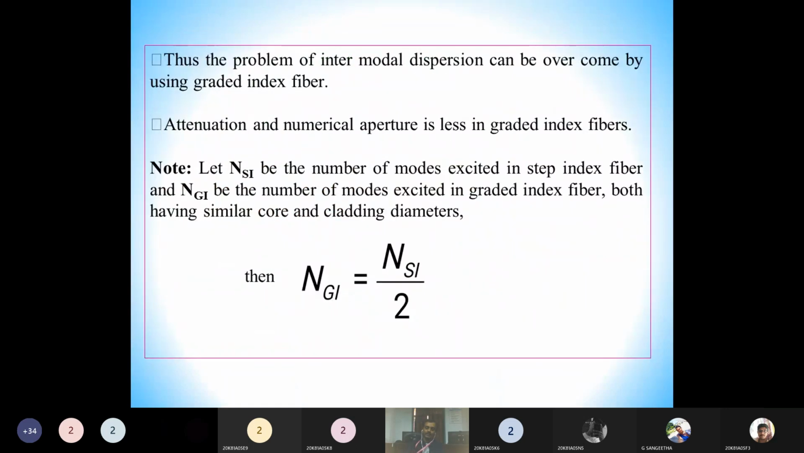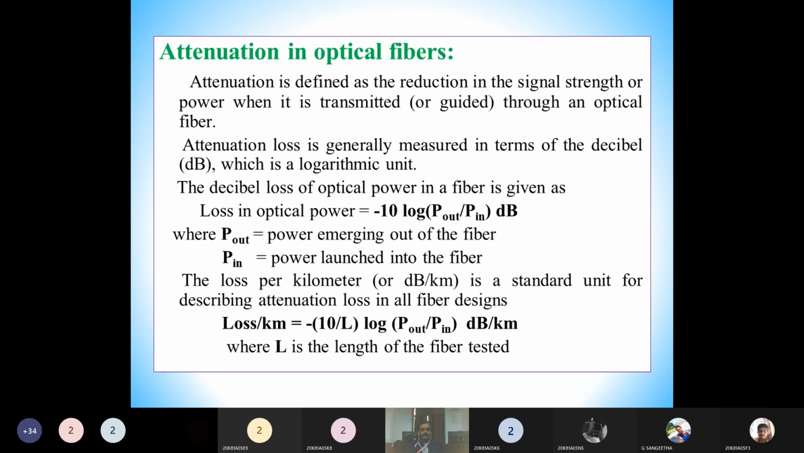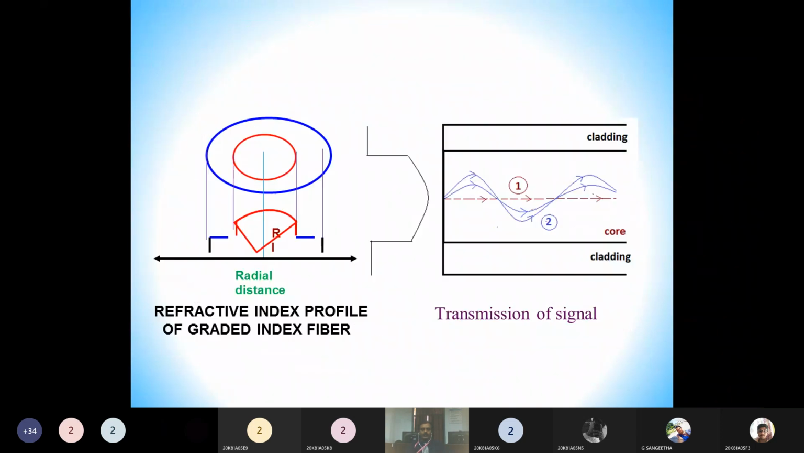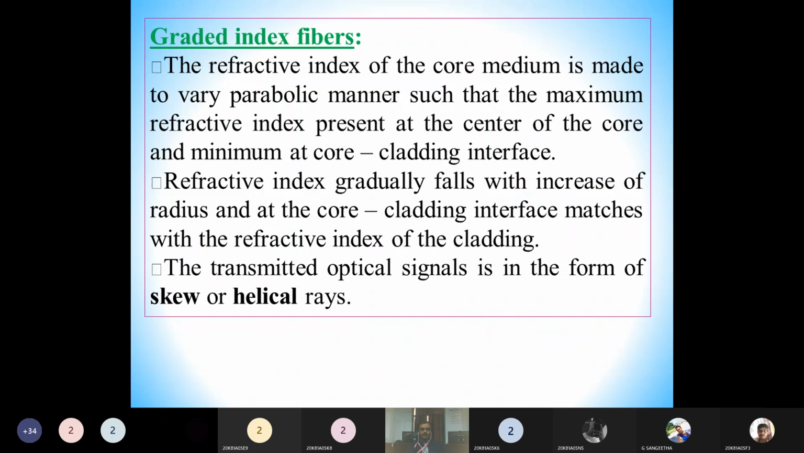We will discuss the attenuation losses in optical fiber. Okay. Now, in the last class we discussed the types of optical fiber. So step index optical fiber and graded index optical fiber we discussed.